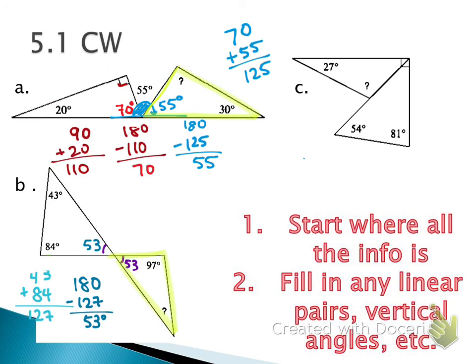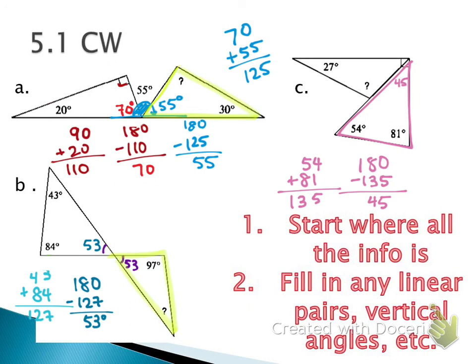C is the last one we will do together. So all of the information for C, or most of it, is on the bottom, right? It's where 54 and 81 is. Those are two angles in a triangle. So we can add them and subtract to figure out the remaining angle. So we got 135 degrees already in the triangle. 180 minus 135 is 45. So we know this top angle is 45 degrees.